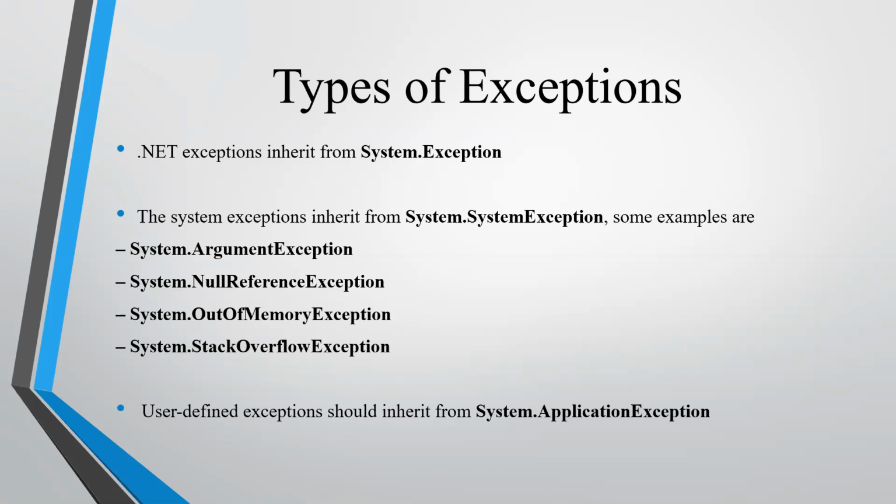Next is types of exceptions. As I mentioned earlier, system.exception is the parent class. We divide exceptions broadly into two types: system exception and application exception. System exception means the exceptions which are inbuilt in the .NET framework, for example, argument exception, null reference exception, out of memory exception, and stack overflow exception, etc. And if we want to define a custom exception or a user defined exception, in that case we use the application exception class.